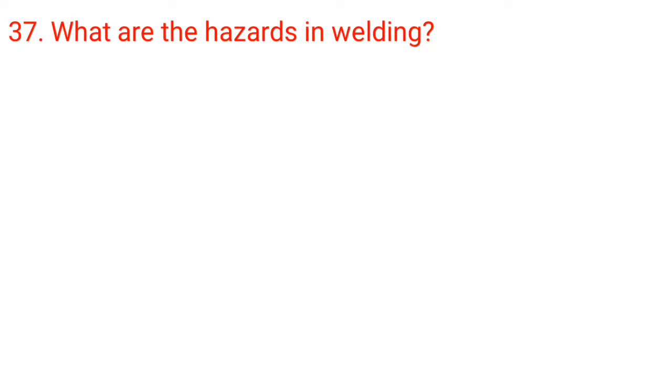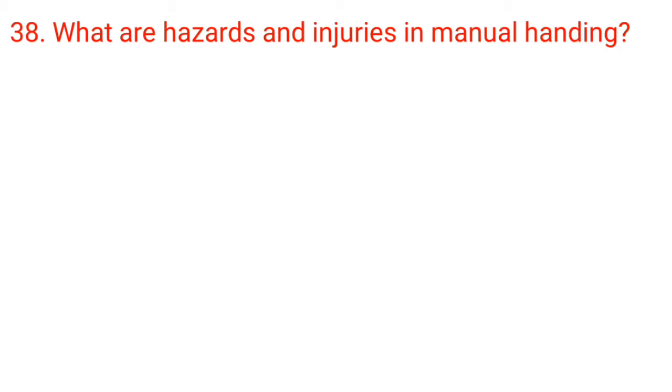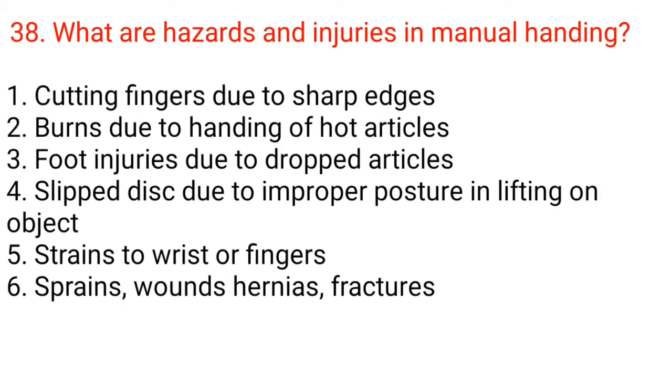37. What are the hazards in welding? Eye injury. Burn injury. Arc radiation. Electrical shock. Light, arc radiation. Heat, light and radiation effect. Heat, fumes. Poisonous gases. Chipped pieces of weld metal. Fire. Explosion. Scattering. Noise. Sparking. Flying sand. 38. What are hazards and injuries in manual handling?